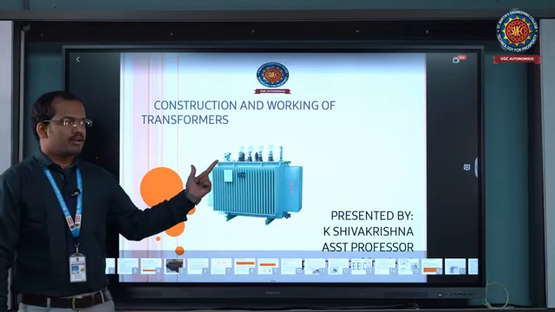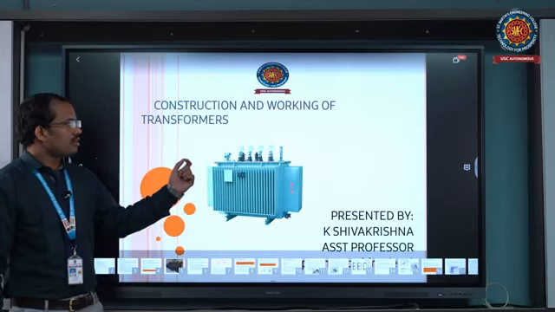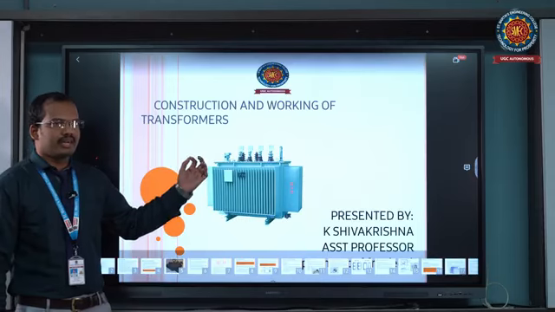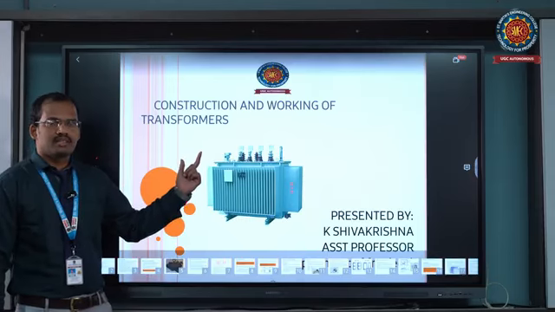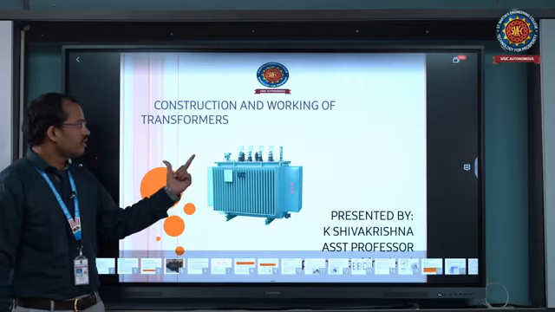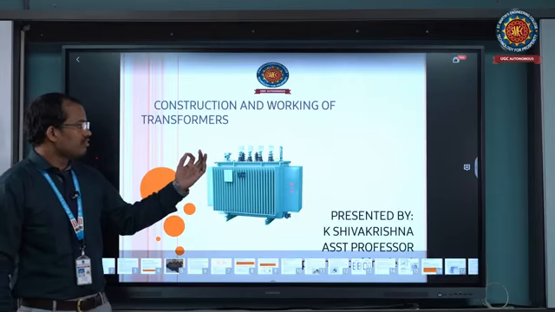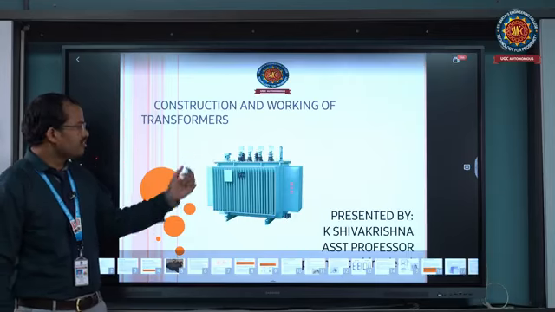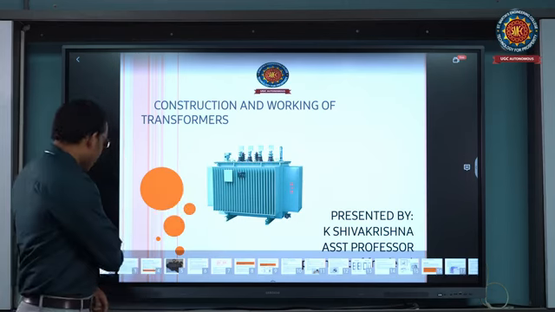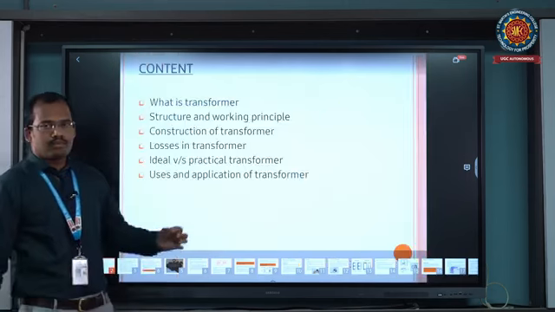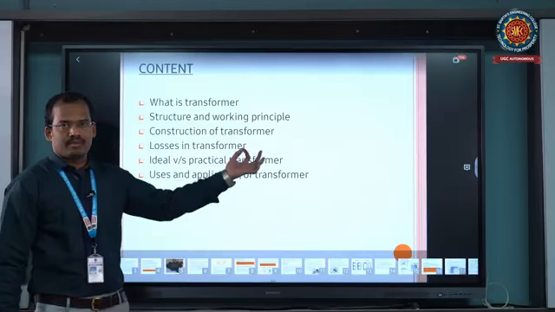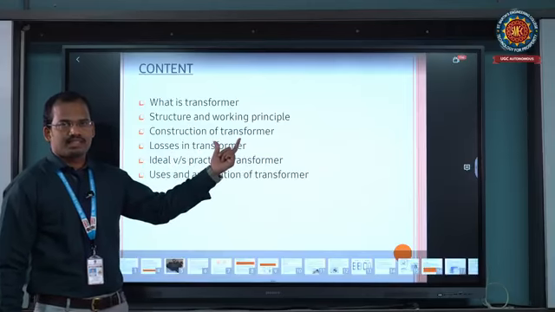First of all, what is a transformer? A transformer is a static device, meaning it is a constant, fixed device. The basic principle of a transformer is that it transfers electrical energy from one winding to another winding without changing the frequency.